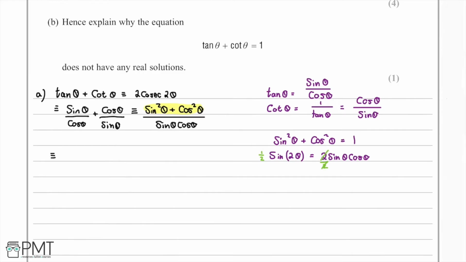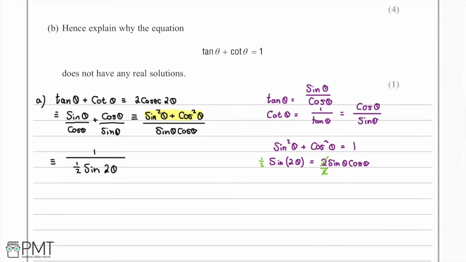So we'll then have 1 as our numerator, and our denominator is now going to be 1/2 of sine 2 theta. So we know that dividing by a half is going to be the same as multiplying by 2. So this is going to be equivalent to 2 divided by sine 2 theta.